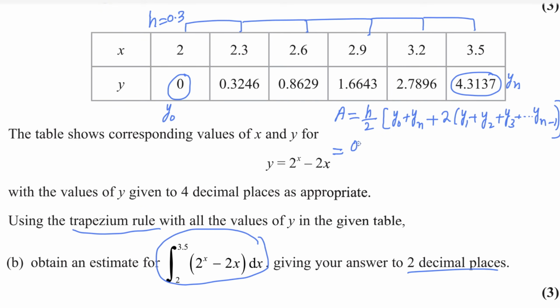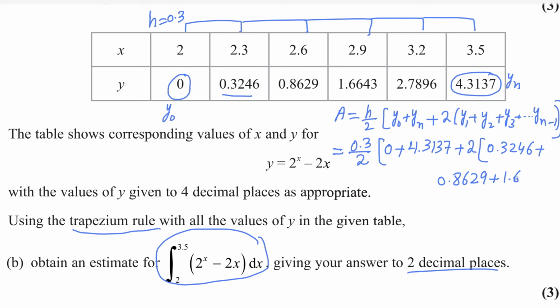h is 0.3, divided by 2. Now y naught is 0, yn is the last value, 4.3137, plus 2 times the values between them. This is y1, 0.3246, continues. So the next value is 0.8629 plus 1.6643 plus the second last value, this one is 2.7896. Then close the bracket of this one, and you have to close the overall big square bracket over here.